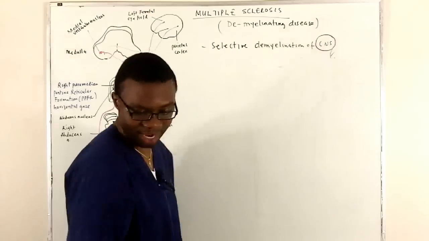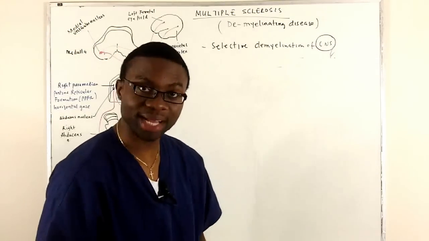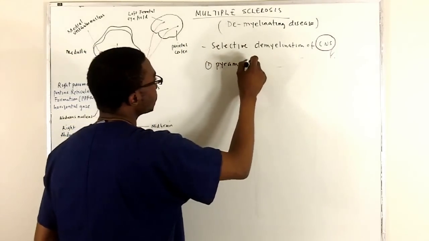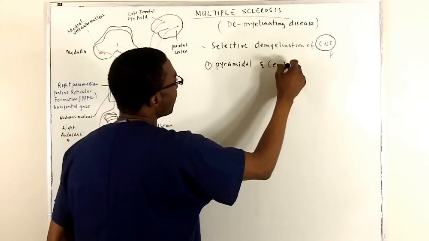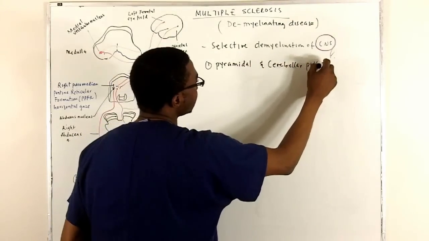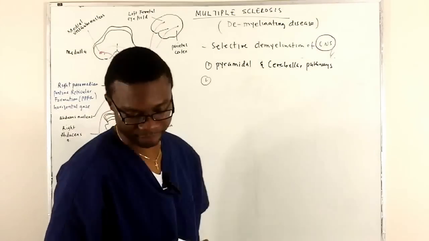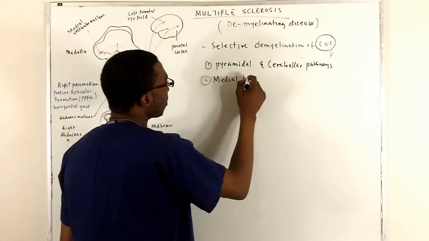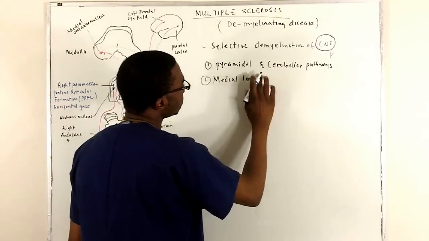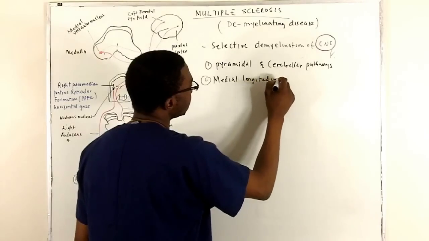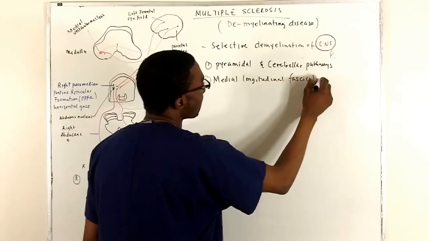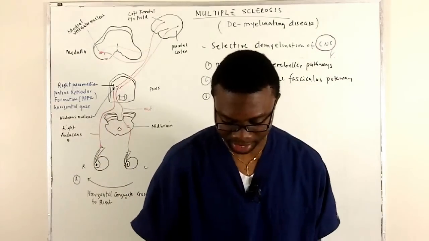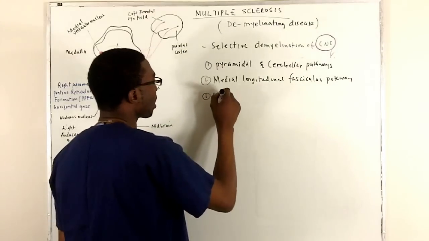Now, some of the tracts that are affected are the pyramidal and the cerebellar pathways. Another pathway that's affected is the medial longitudinal fasciculus pathway. And last but not least are the optic nerve and the posterior column.